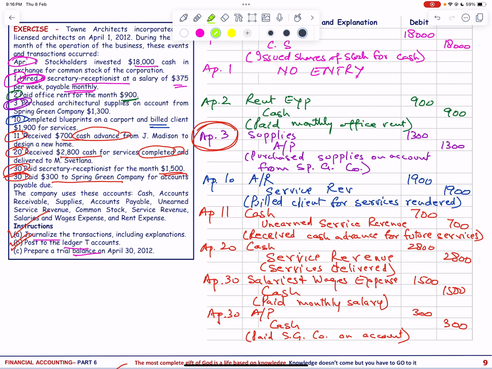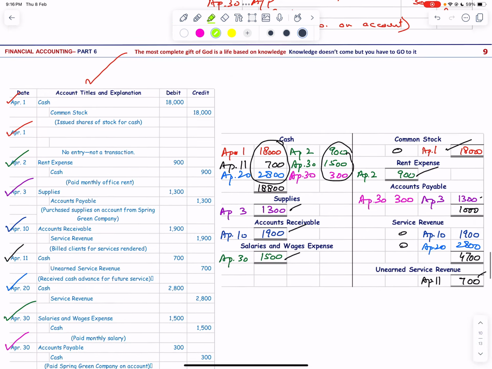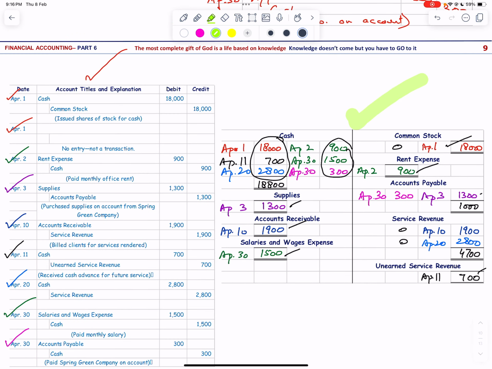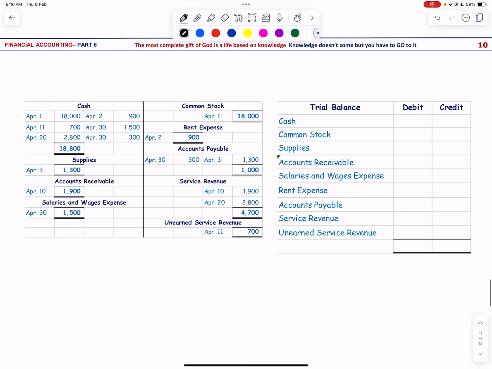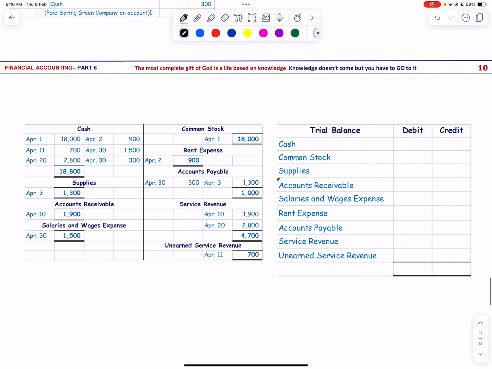Finally, we have to prepare the trial balance, and for the trial balance we will take the balances from the ledger, and let us see how we do it. Now I have put again the ledger in this table, and I am going to simply take the balances. For cash we have a debit balance of 18,800. For common stock we have a credit balance of 18,000. For supplies we have a debit balance of 1300.